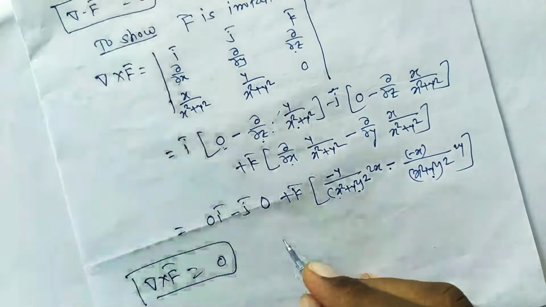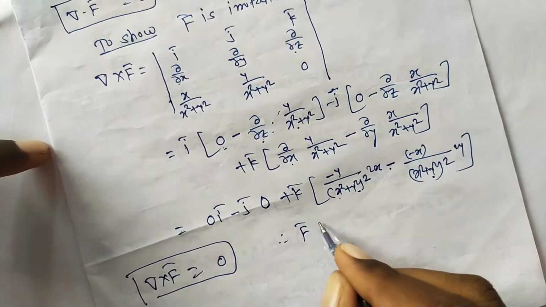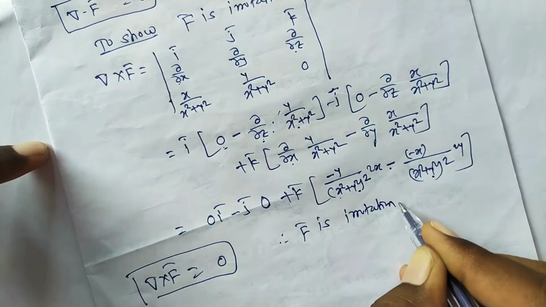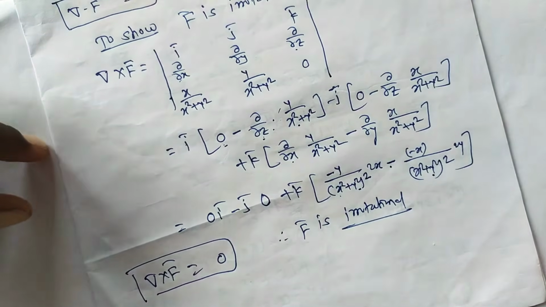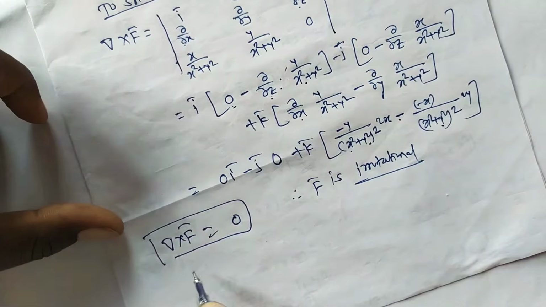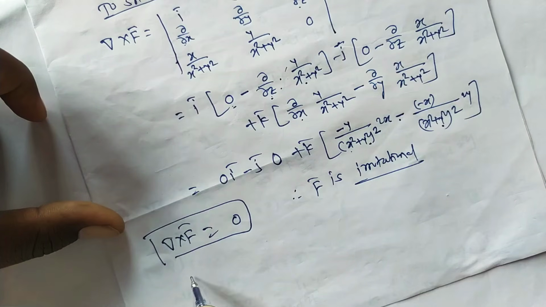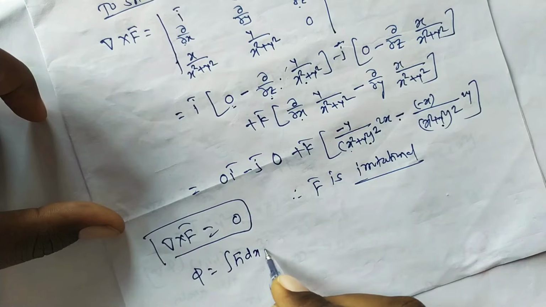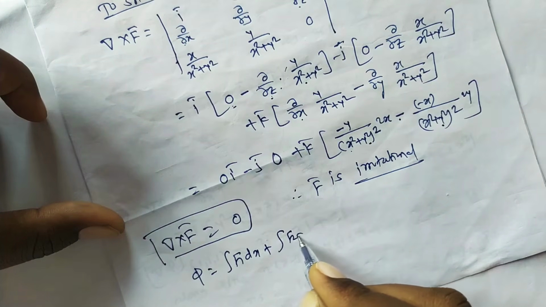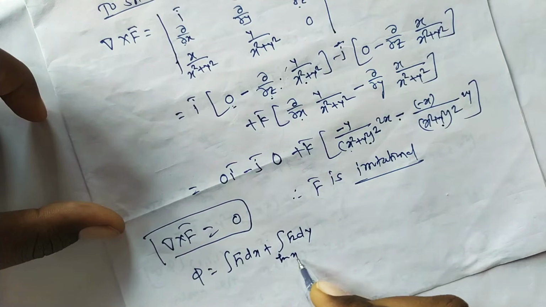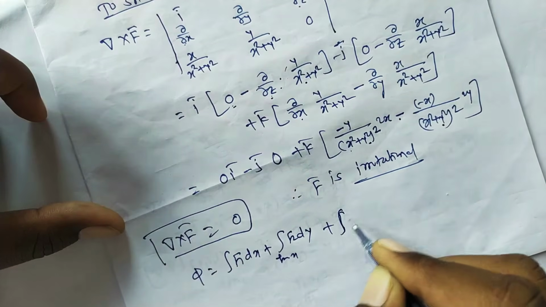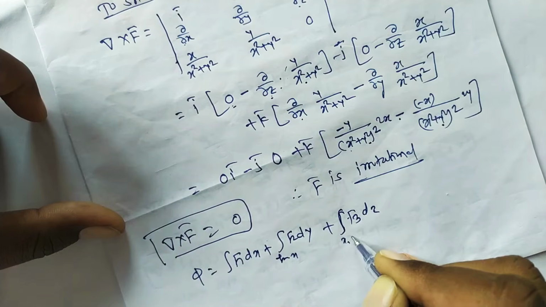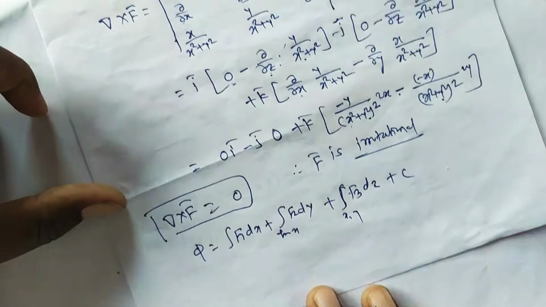And if del cross f bar is 0, then we can say that f bar is irrotational. And if f bar is irrotational, then we have to find a scalar point function phi such that f bar equals del phi. So how do we find phi? For that we use the formula: phi is equal to integration of f1 dx plus integration of f2 dy free from x, plus integration of f3 dz free from x and y, plus the constant of integration c.